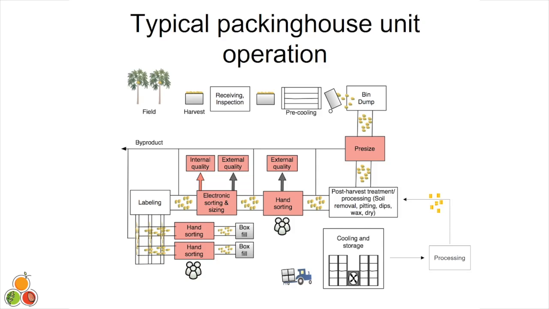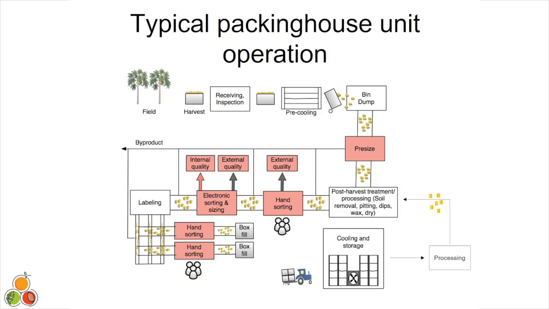This is how a typical operation plant looks. There's some pre-sizing. We know that there are sorters that can pre-size. In many cases, there's some hand sorting for external quality. This can also be done fairly straightforwardly. Electronic sorting is also used for additional external quality and internal quality attributes. Internal quality attributes are significantly more challenging, but it's doable in certain cases.